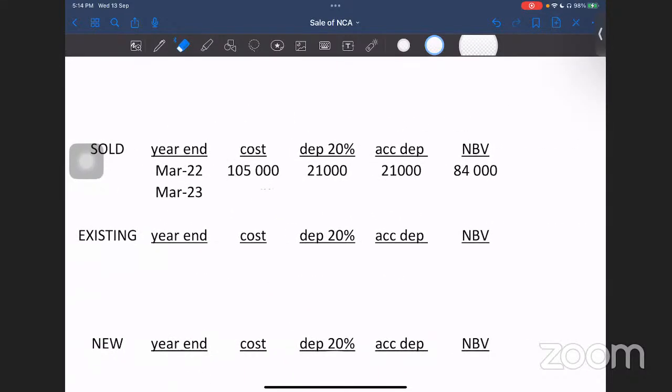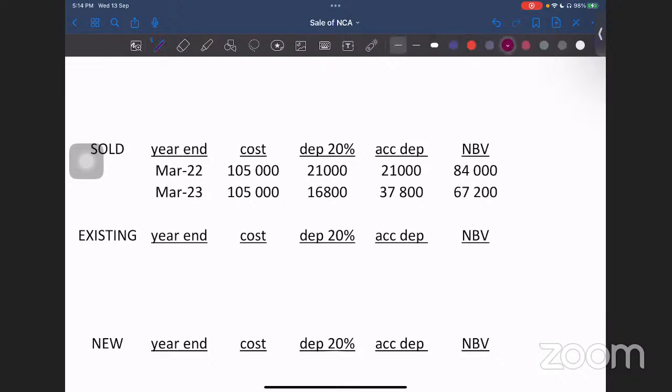Okay, so I will continue this, March 2023. Okay, cost doesn't change. So depreciation, I will take 20% of 84,000. Then accumulated depreciation, I will add 21,000 and 16,800 together. MBV, cost minus accumulated depreciation. Like that. So this is for the sold one. So what is the figure that I'm interested in is this one. What is the accumulated depreciation as at the point that I sell?